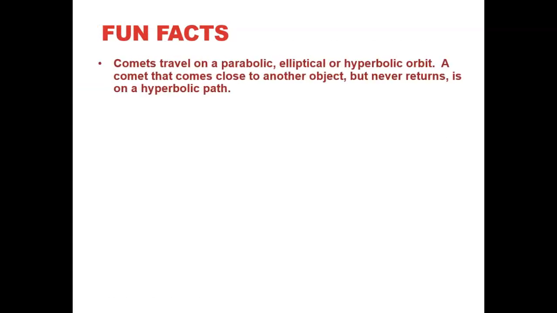A couple of fun facts. We know that comets travel on a parabolic, elliptical, or hyperbolic orbit. So you probably have looked at that in your science classes a little bit. The comet that comes close to another object but never returns to it is on a hyperbolic path.